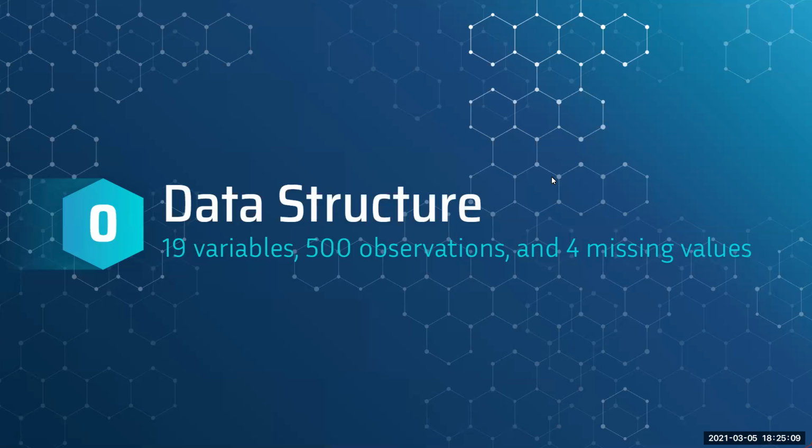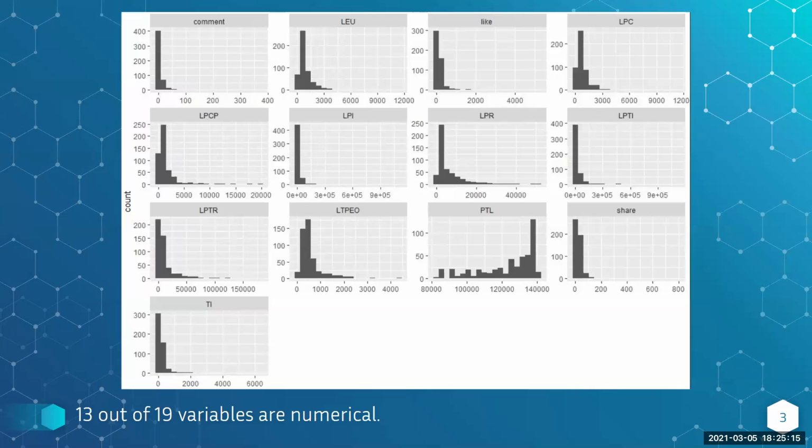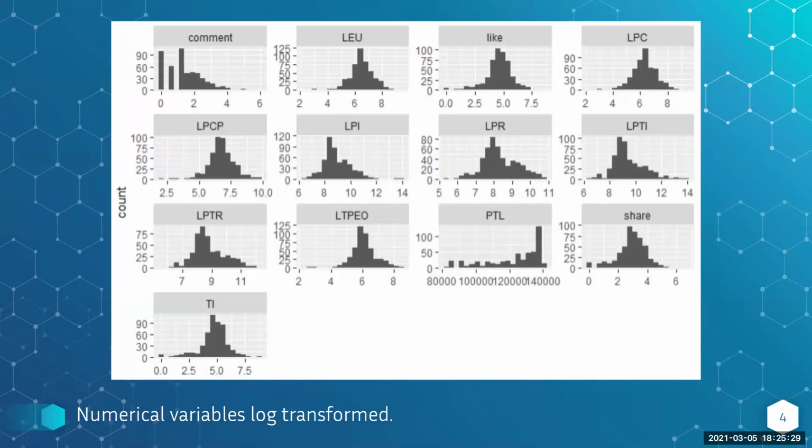Our data structure has 19 variables, 500 observations, and 4 missing values. This is a plot of all the histograms of all of the numerical variables. Looking at how most of the variables are skewed to the right, we decided to do a log transformation, except for the variable PTL. This is the distribution of the histograms after it's been log transformed. As you can see, most of it are more normally distributed now.